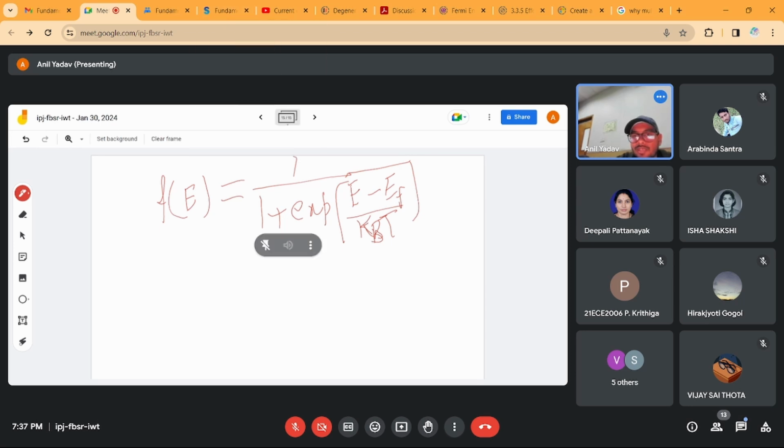Okay, I will show you something. If E is greater than EF, then E minus EF is a positive quantity, right? And if T goes to 0, this will go to infinity.